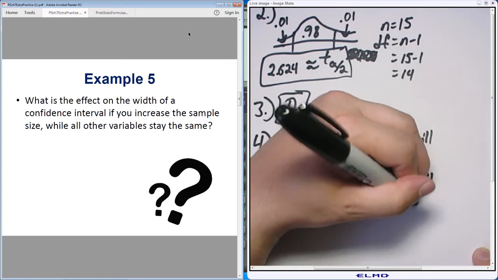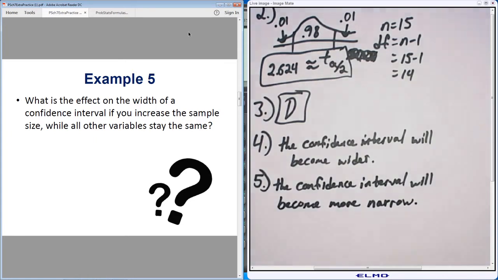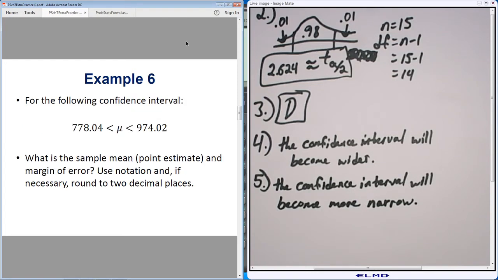Yeah, become more narrow. So if you increase the confidence level in number 4, you'll get a wider interval. If you increase the sample size, then it will get more narrow and squeeze in.